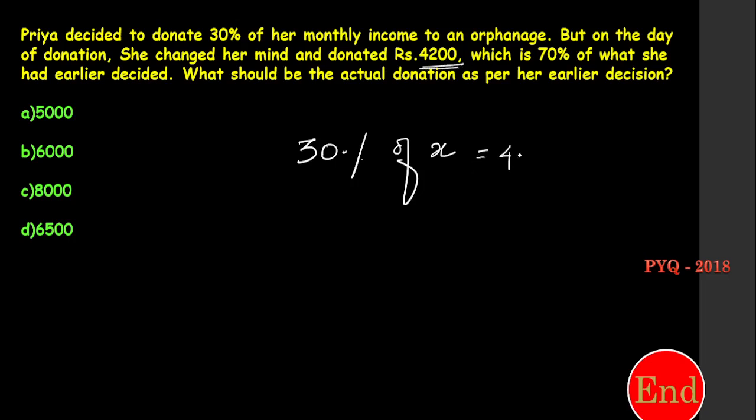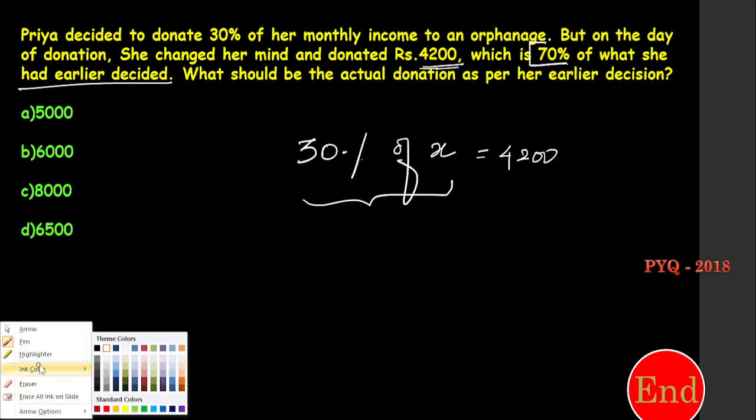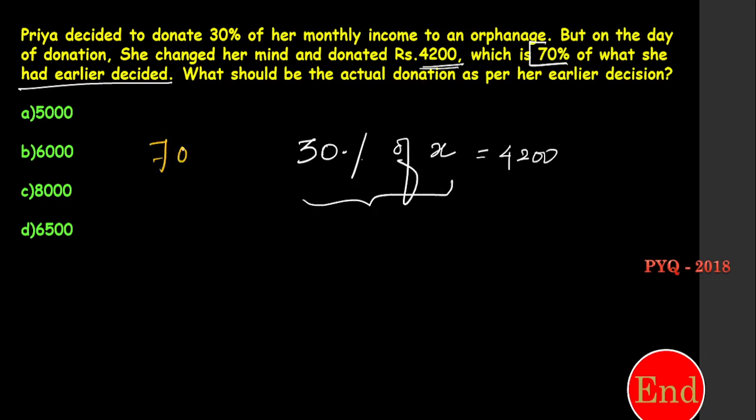So she gave 4,200 rupees, but this is not 30%. Look at this, which is 70% of what she had earlier decided. What she earlier decided first. So earlier she decided to give 30% of X. From that she gave only 70%. Okay, 70% of 30% of X. These 3-4 line questions are only a single equation. Is it clear?